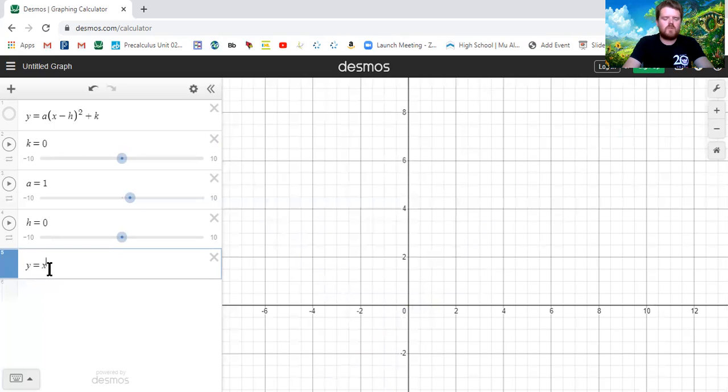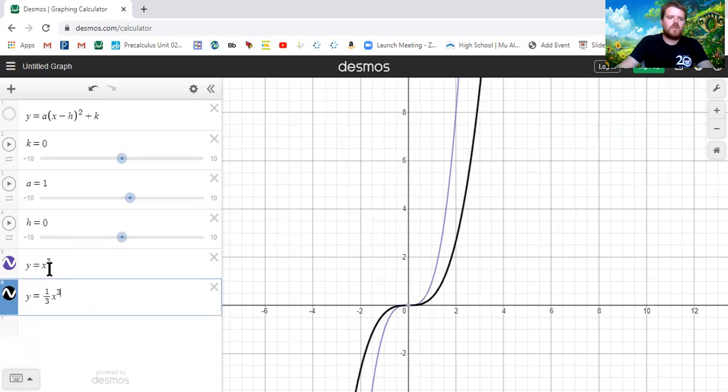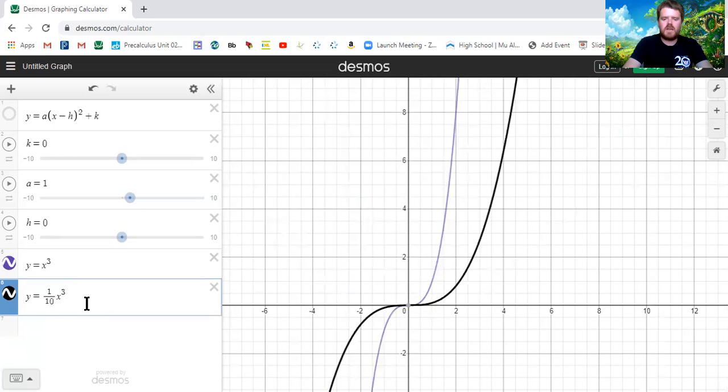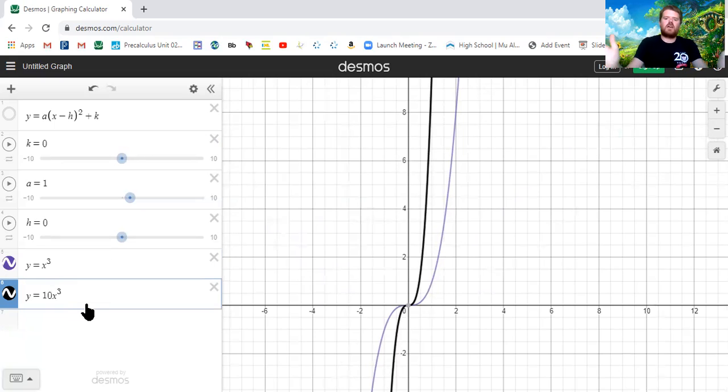So for instance, we saw this with y equals x cubed or any of the cubic functions. Right? If I change that to 1/3, it looks wider. 1/3, 1/5, 1/10. And same thing if we increase it, 2x cubed, 5x cubed, 10x cubed. Horizontal stretch, horizontal compression. That's true for all of your polynomial functions, and a, again, is always going to be the leading coefficient.